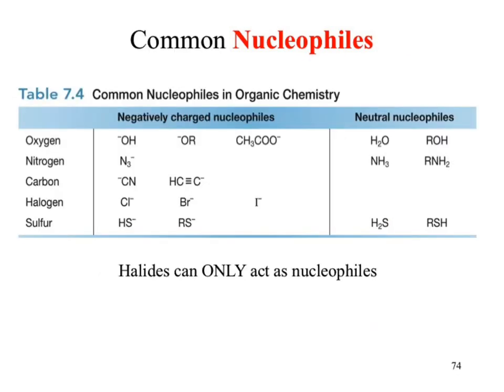Okay? So, some common nucleophiles. We got some negatively charged nucleophiles, and we got some neutral nucleophiles. The only thing that's extra special in this, or not only thing, because there's a couple in there, your chloride, bromide, and iodide will only act as nucleophiles. So if you only want a nucleophile, you should be using one of the halogens.